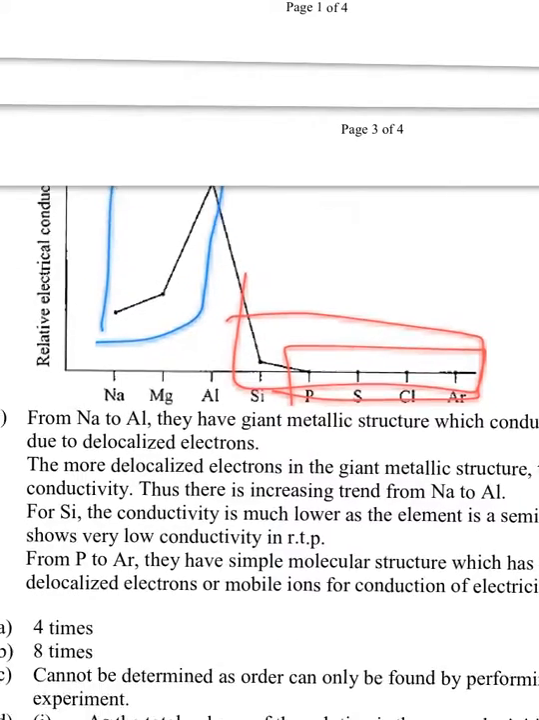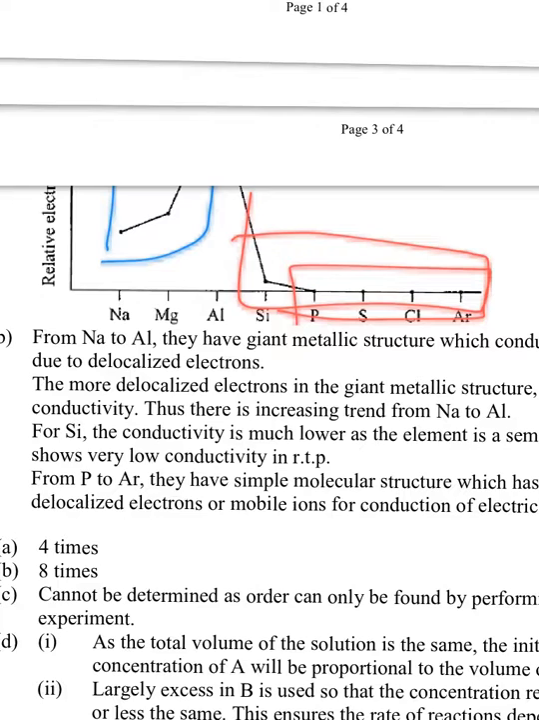Easy. You simply remember the stuff from the textbook and explain the first part, why it is increasing, because of the giant metallic structure with more delocalized electrons. But the last part, why? Because of the simple molecular structure, no mobile ions or delocalized electrons for conduction of electricity. And that's why we can explain the trend like this.